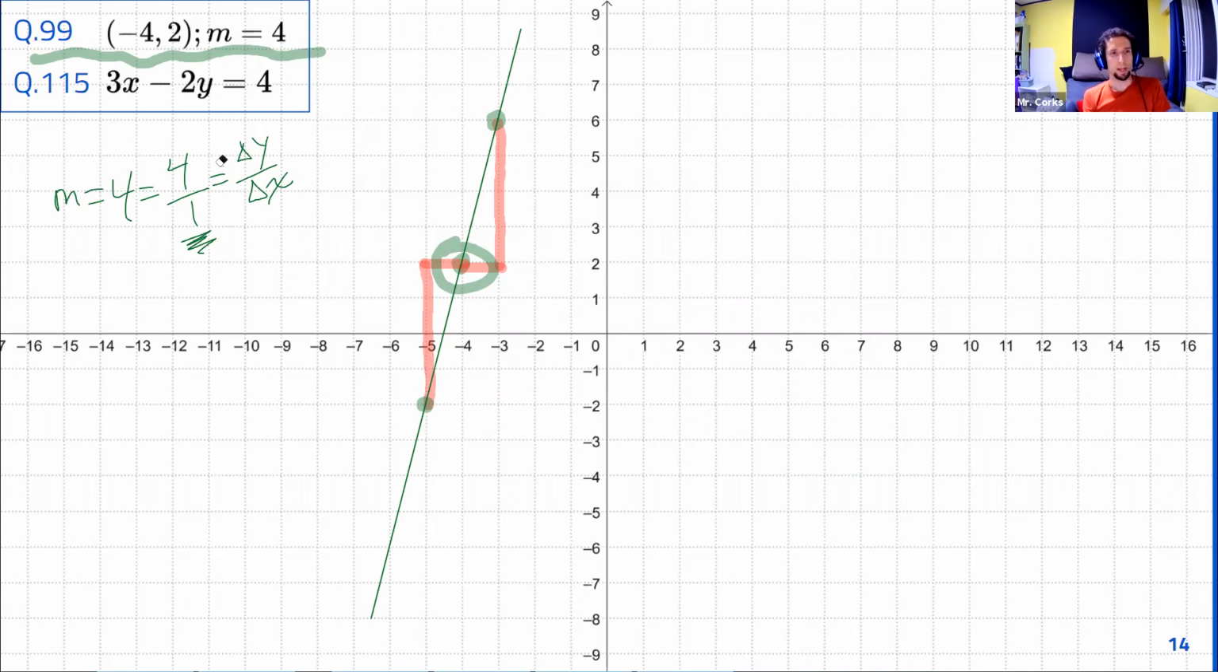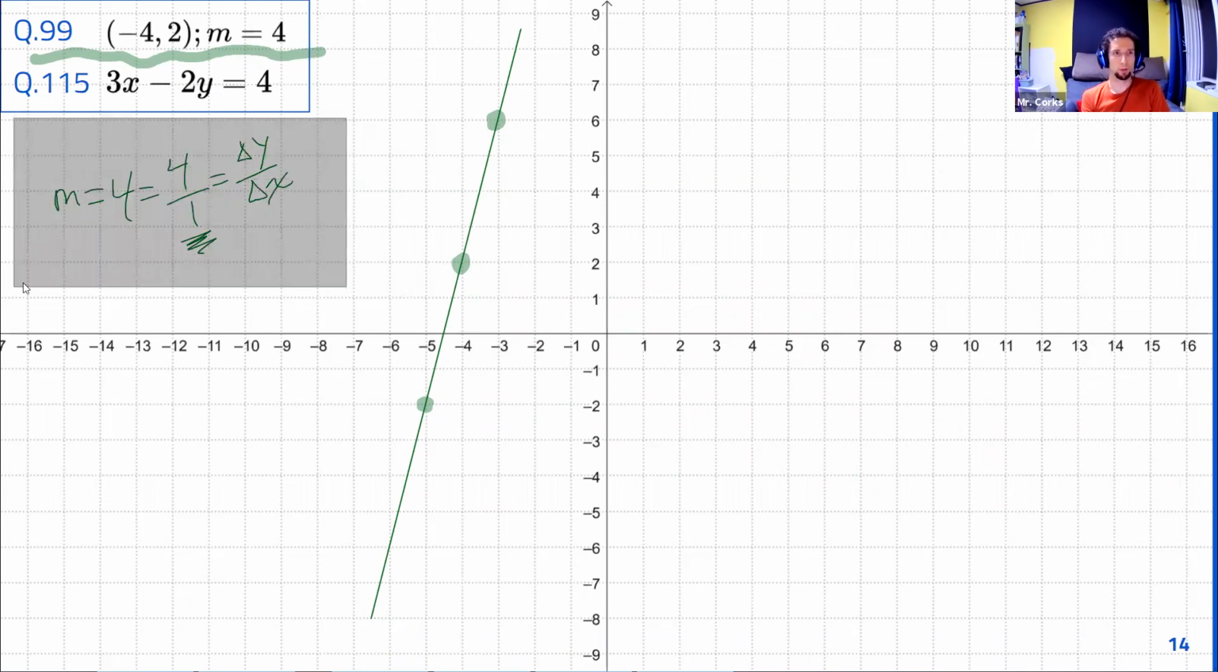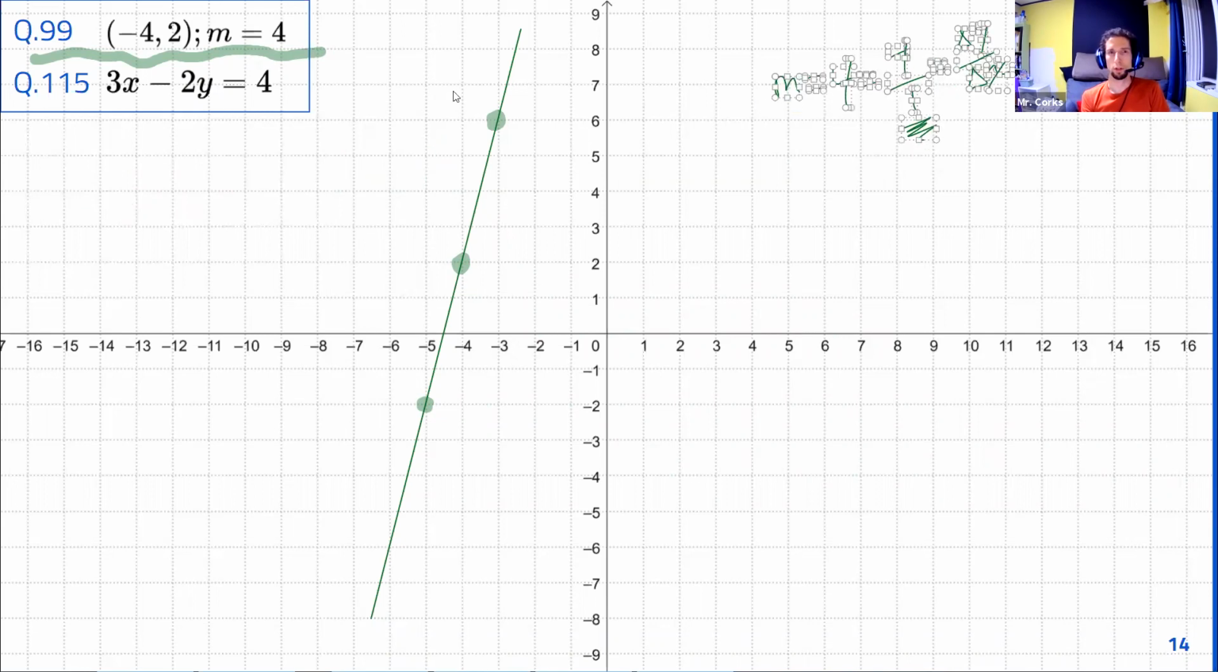All right, for the second one, number 115, how could we graph that line? Maybe convert the equation first to slope intercept form. All right, we want slope intercept form. How can we convert it? Divide all of them by 2.